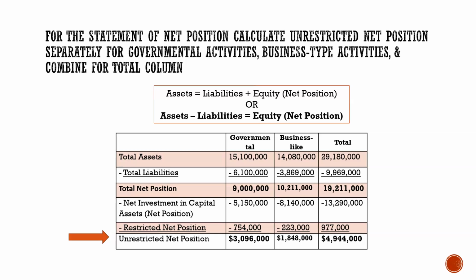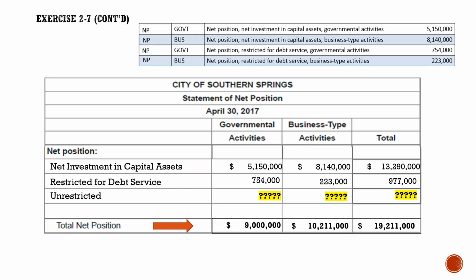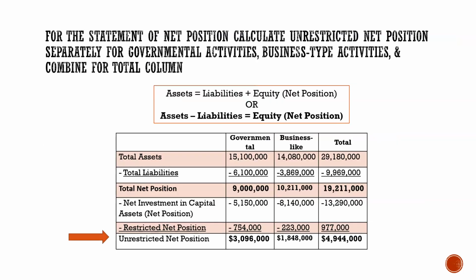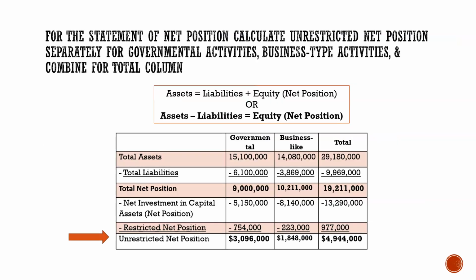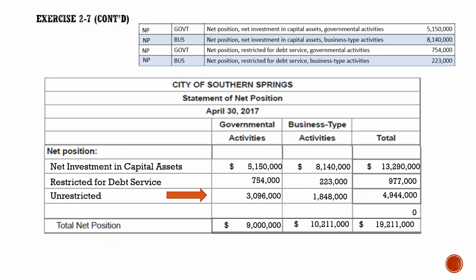Now we're going to remove our net investment in capital assets, that net position, that $5,150,000 there at the top row. You're going to remove from that your restricted net position for governmental, $754,000, third row. And that's going to give you $3,096,000 as unrestricted net position. And then you'll do the same thing for your business type, and you can sum those together to get your total. So now we can fill that into our unrestricted, and looks like we have our answer.